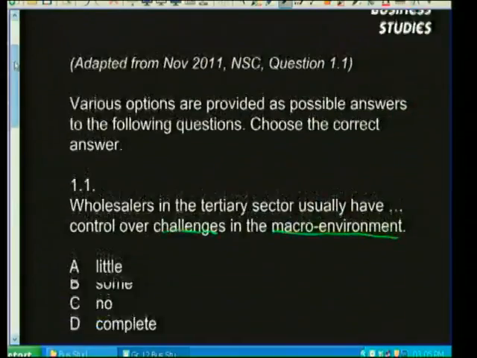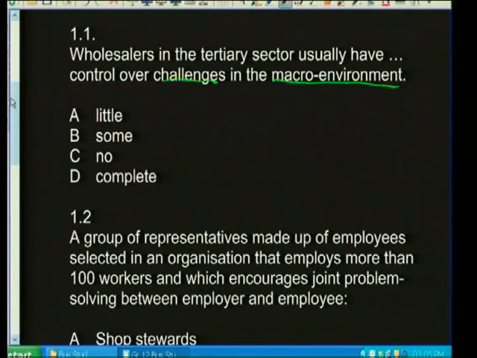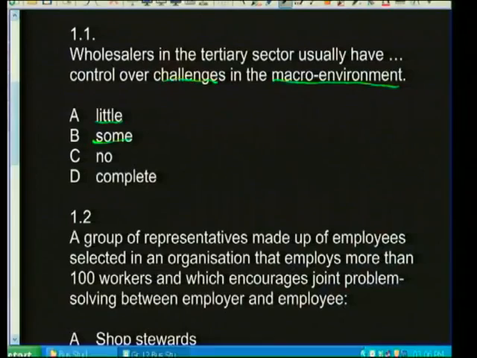So now that we've looked at the micro, the market, and the macro environments, and the extent of control that management or the owner will have, let's look at what the possible answers could be. You can see, firstly, A, it mentions little control. B, some control. C, no control. And D, complete control. Now remember, we said macro, no control. So by answering the question before we even look at what the possible answers could be, we now know the answer is C. Right? So C is our answer over there.